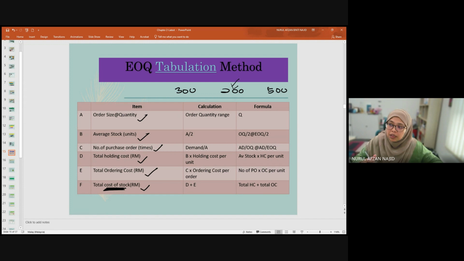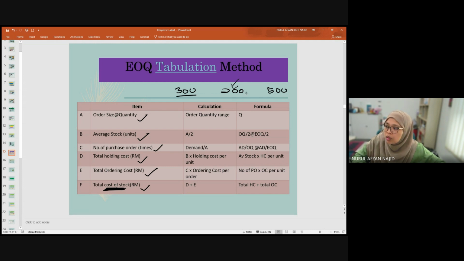Okay. Dan bila you prepare the tabulation method, you need to make sure that this A, B, C, D, E, F ni memang ikut sequence dia. You tak boleh tiba-tiba yang B jadi A, yang C jadi B, nanti dia akan berterabur. So that you punya total cost akan jadi salah. Okay, so yang tu you kena start order size. Tak boleh tiba-tiba kita nak buat average stock dululah, tak boleh. You kena start order size, okay, determine. Dan baru boleh kira average stock. Lepas dah kira average stock, baru boleh kira number of purchase order. Macam tu. Okay, let's say kita gunakan 300, 200 dengan 500 ni as dia punya order size.